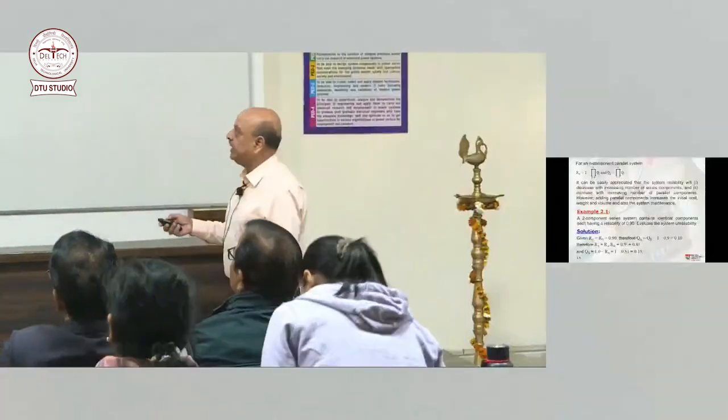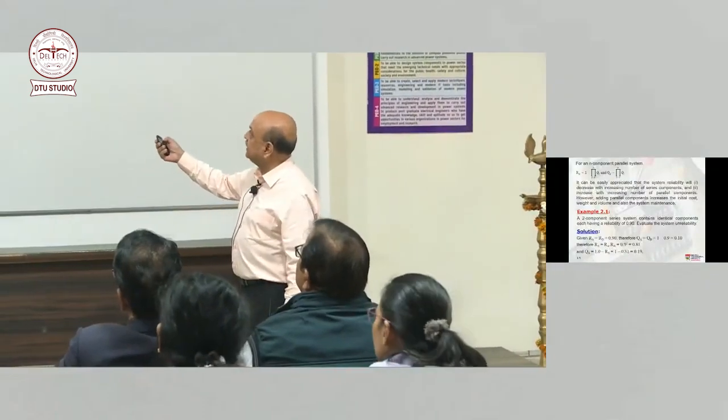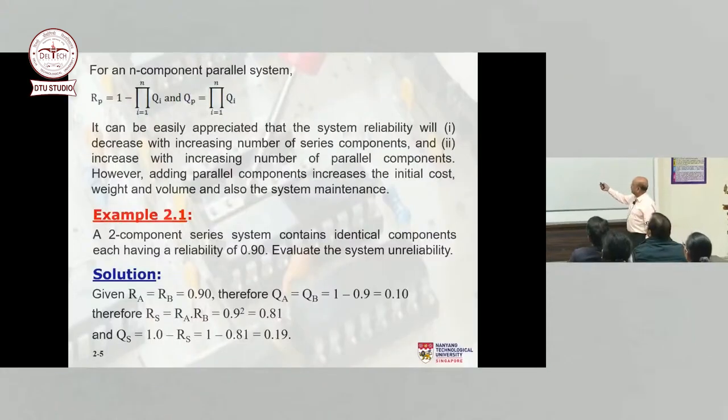Okay, so that's the equation for 2 components. If we want to expand it to n components, then we can say that the unreliability of a parallel network comprising n components is a multiplication of Q1, Q2, Q3, Q4, Q5, correct? This stands for multiplication, correct? You all know that. And therefore, the reliability will be 1 minus the product of Qi over i to n, okay? The product of all the unreliabilities.